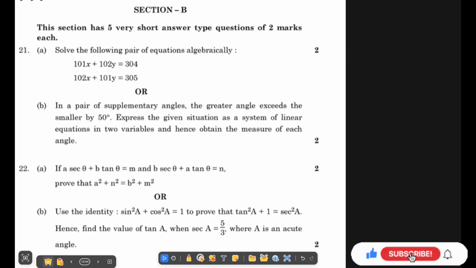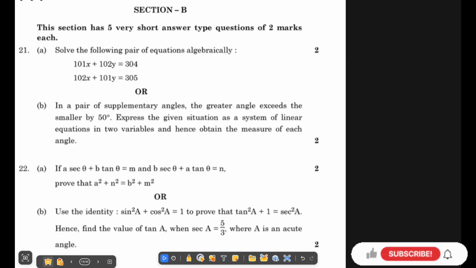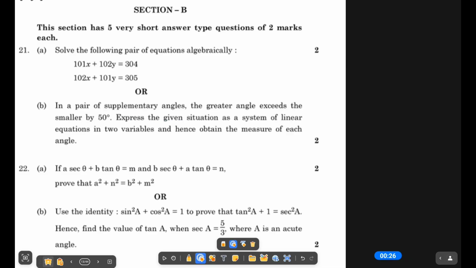Now question 21b. What is the 21b question? In a pair of supplementary angles, the greater angle exceeds the smaller angle by 50 degrees. So there is a pair of supplementary angles, meaning whose sum is 180 degrees, and the greater angle exceeds the smaller angle by 50 degrees. Express the given situation as a system of linear equations in two variables, and hence obtain the measure of each angle. We have to find what is the first angle and what is the second angle.